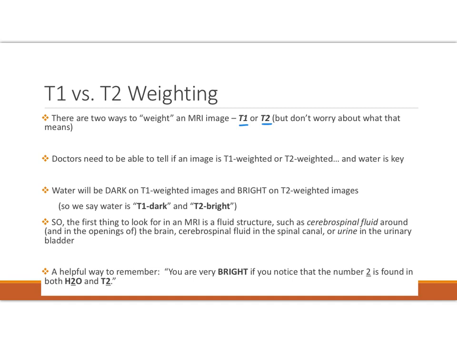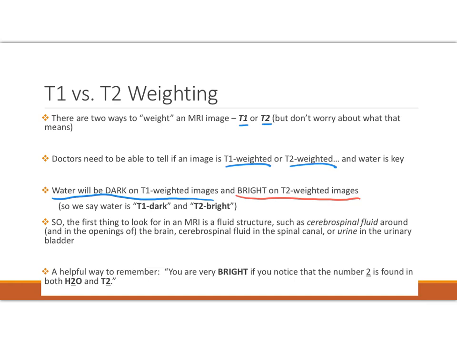any doctor needs to be able to look at an MRI and know right away if it's T1 weighted or T2 weighted, because different structures are going to look different depending on how it is weighted. In other words, they're sort of opposites. So on a T1 image, water or fluid shows up dark. So we say that water is T1 dark. But on a T2 image, water shows up bright or white. So we say that water is T2 bright.